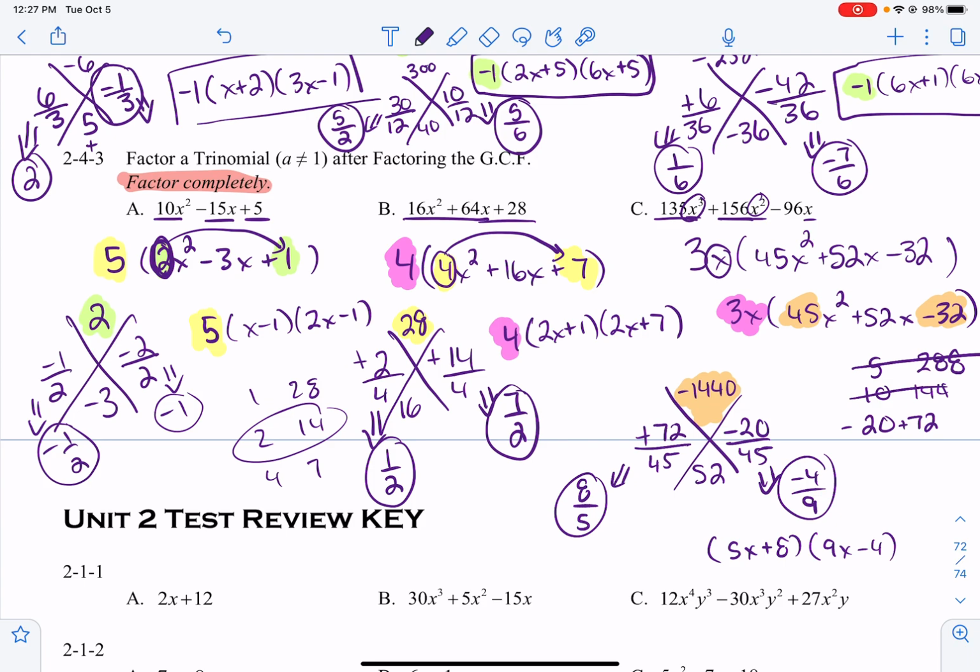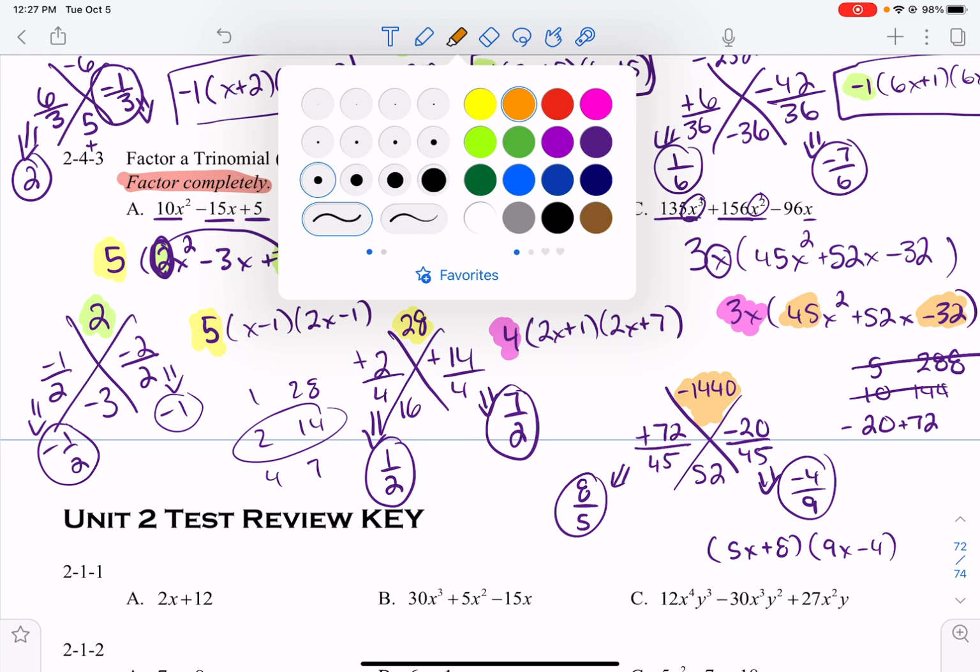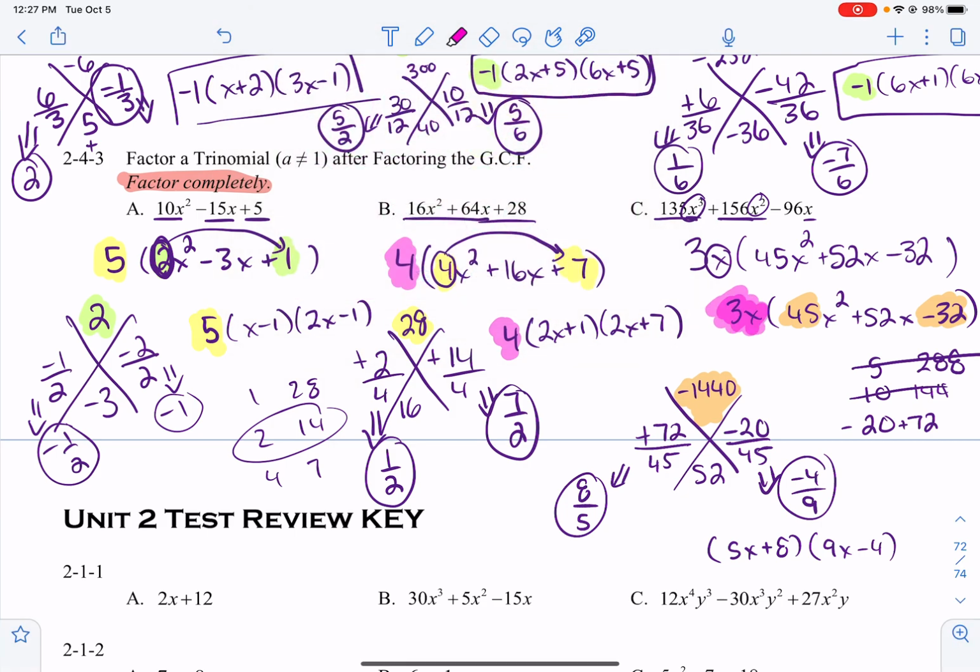And I also have my 3x from the very beginning, from right here. I've got 3x that I need to put back down here in my answer. So 3x. So that would be my final answer.